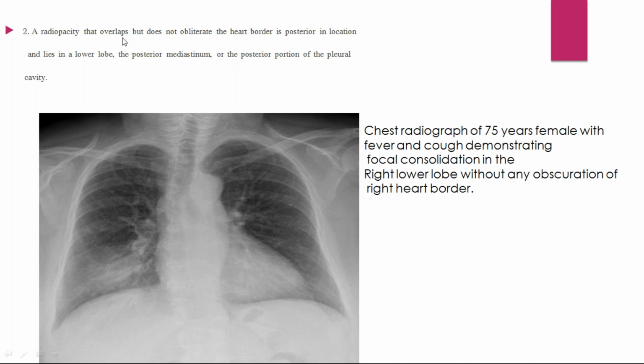And a radiopacity that overlaps but does not obliterate the heart border is posterior in location. Here we can see the silhouette is preserved. We can see the border clearly, but there is some pathology which is not obscuring it. So this lesion is either anterior or posterior to the heart. A lesion that does not obliterate the heart border is posterior in location and lies in the lower lobe, the posterior mediastinum, or the posterior portion of the pleural cavity.